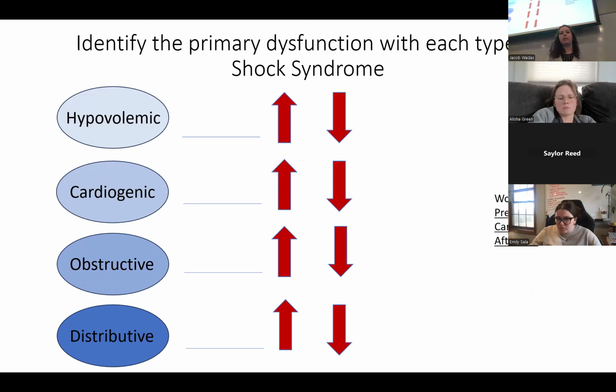So let's do the first one. Hypovolemic shock. What do we think is mostly going to be affected? Preload, cardiac output, or afterload? Yeah, preload. Up or down? Down, right? Because that's the initial amount that's going in. Good. Cardiogenic. Cardiac output, yeah.